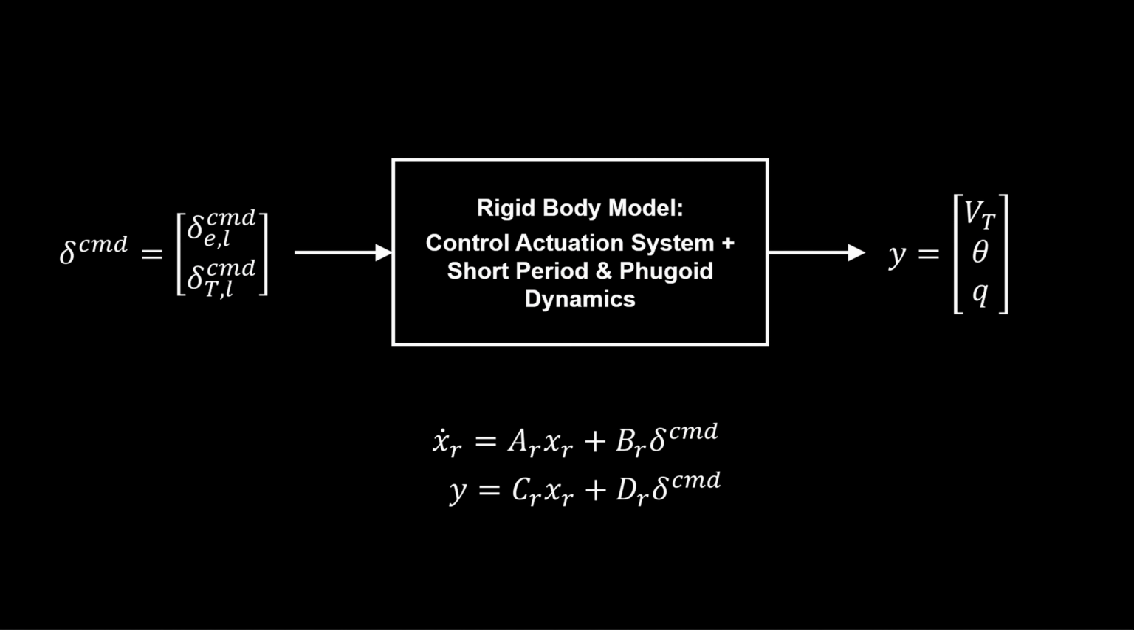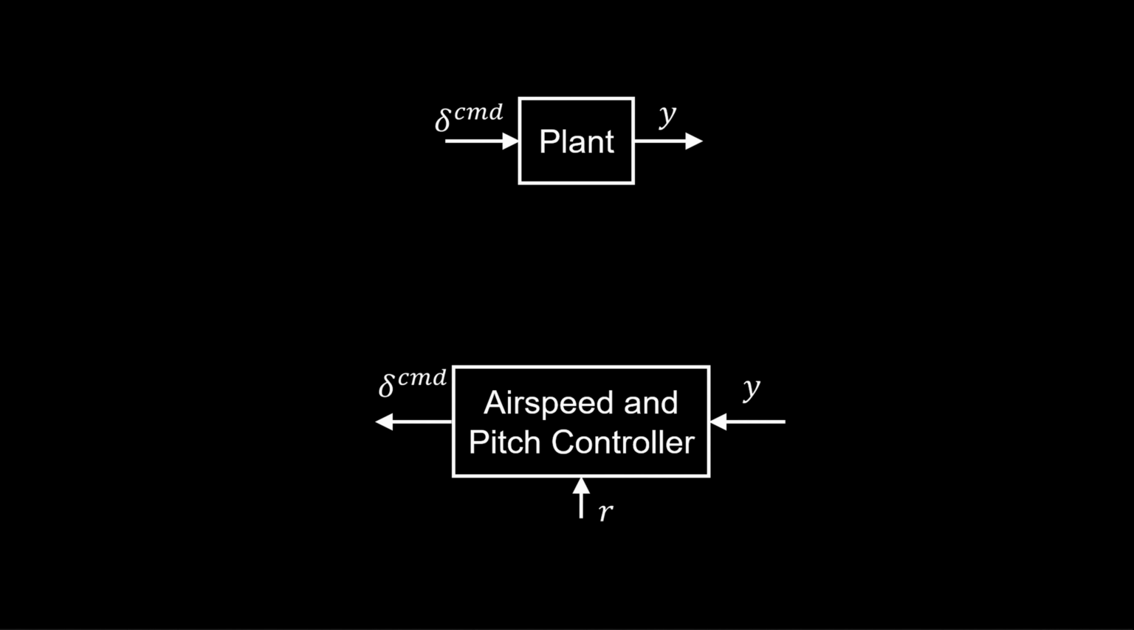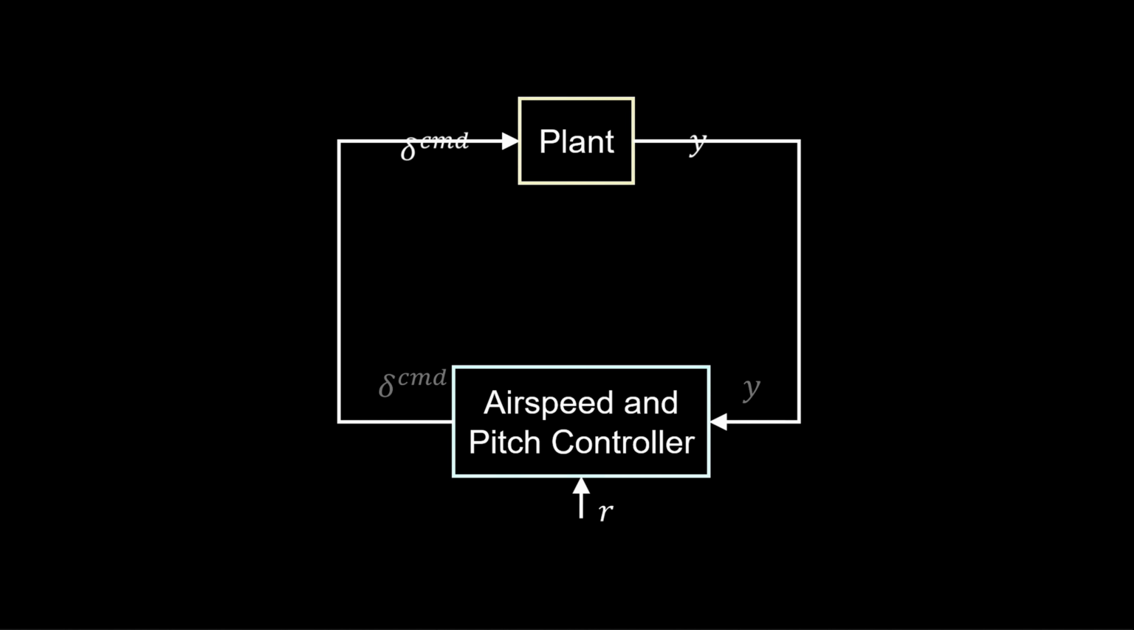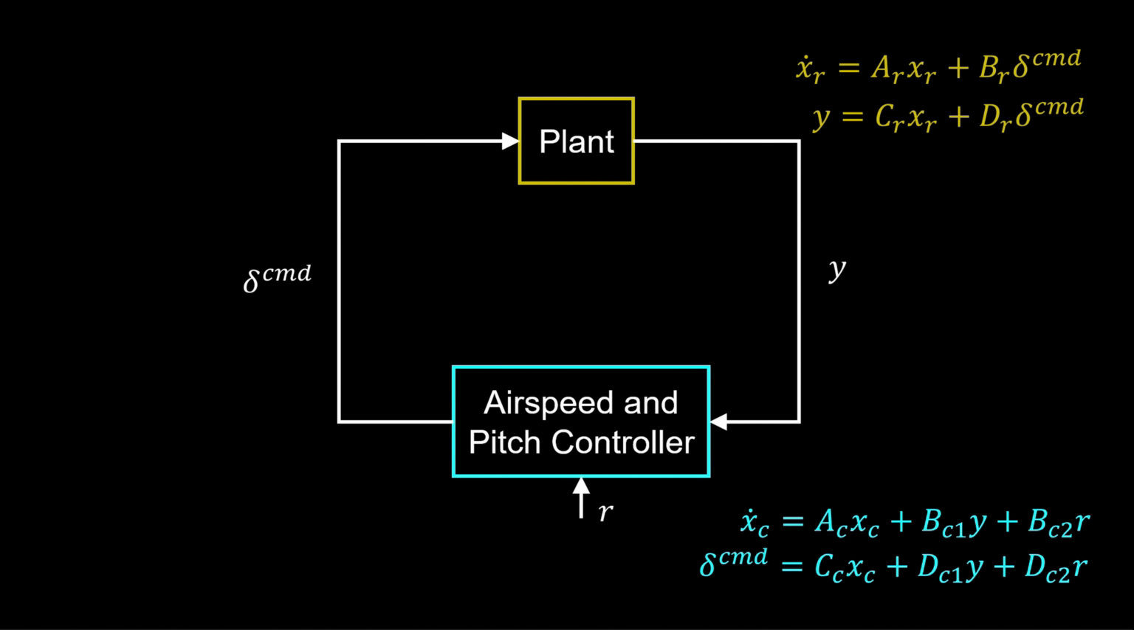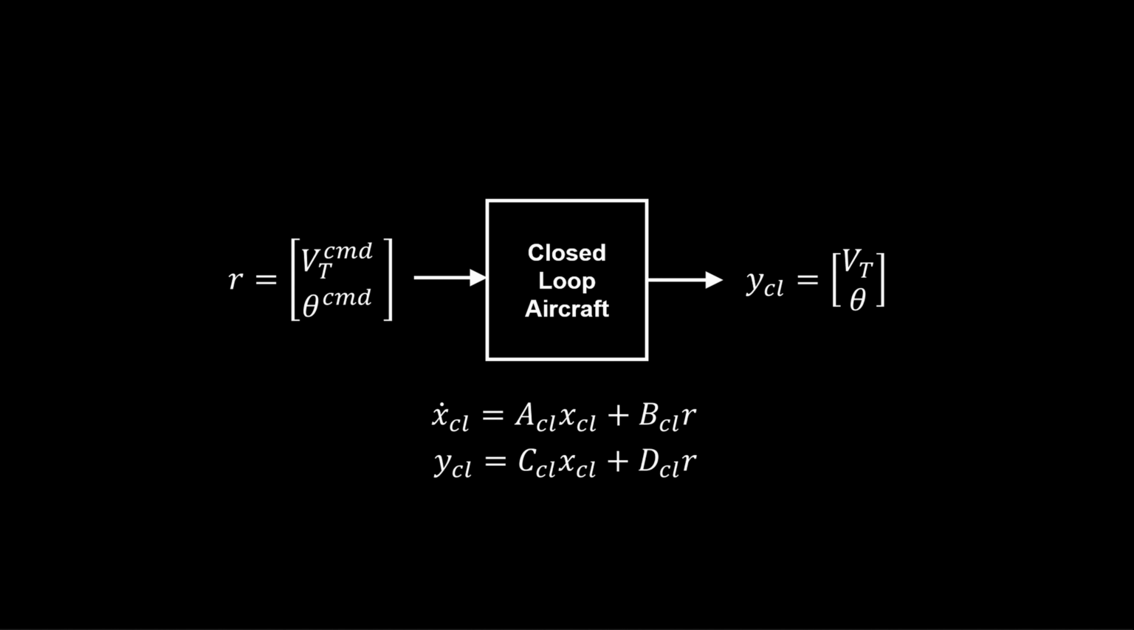We've just developed the plant model, and prior to that, we developed the airspeed and pitch control system. So we connect the plant output to the controller input, and the controller output to the plant input. We get a closed-loop system in its most abstract form, where the plant and controller state space models are shown. When we close the loop, you get a single system for the aircraft response. We will show how to derive this system later in this lesson.